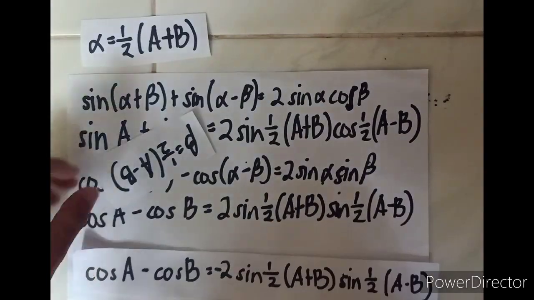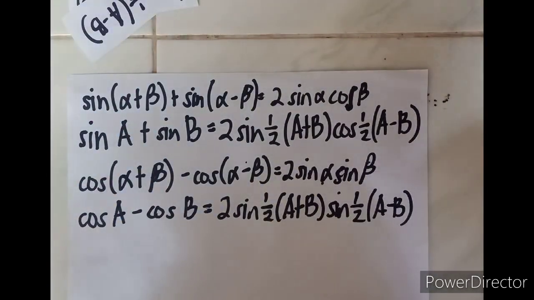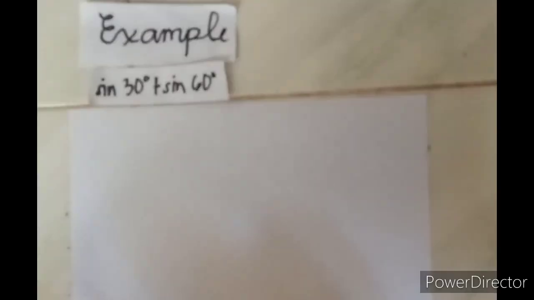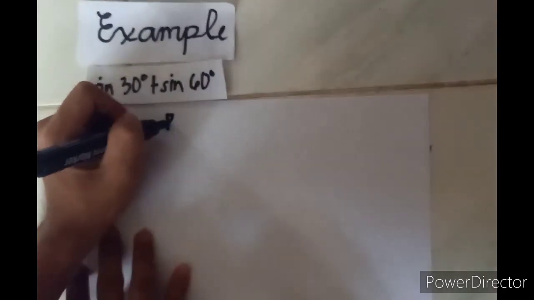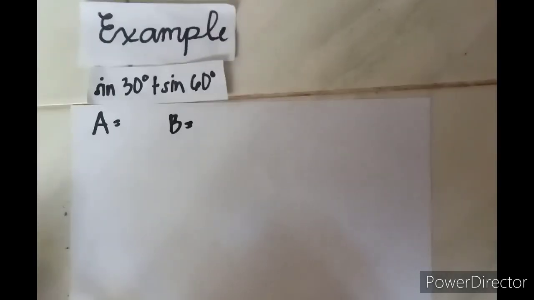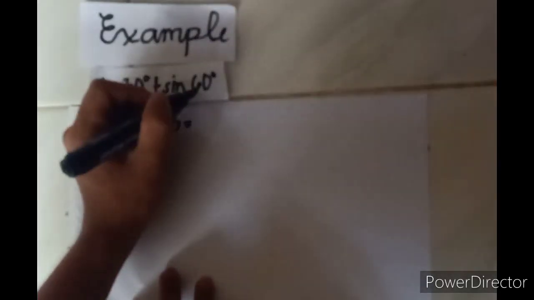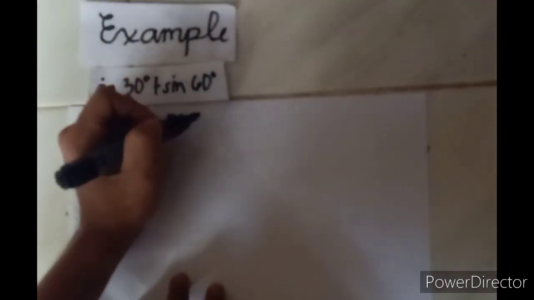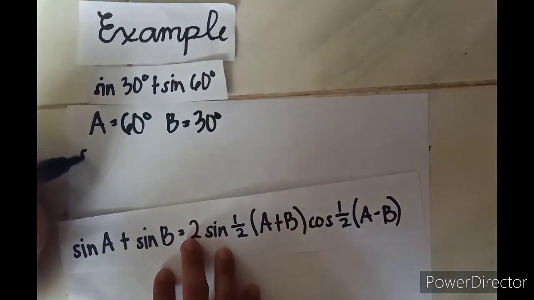Now that we already know how to derive these formulas, we can now answer these examples. Our first example is sine 30 degrees plus sine 60 degrees. The first step we are going to do is assign which is angle A and angle B. It can be either of the two. A can be 30 degrees or 60 degrees, but I chose angle A as 60 degrees, then angle B as 30 degrees.